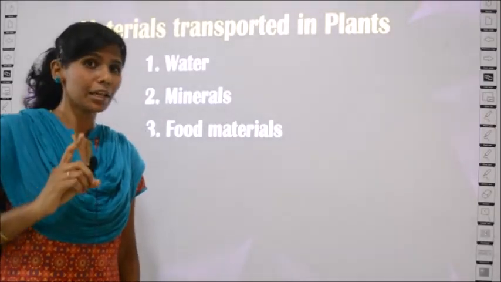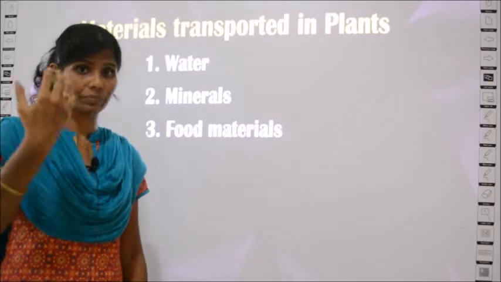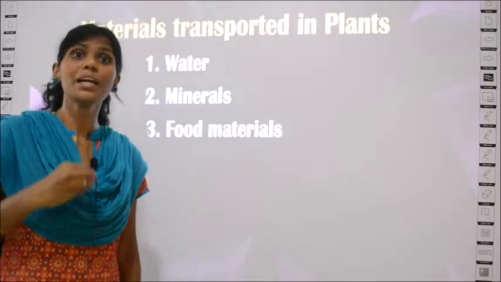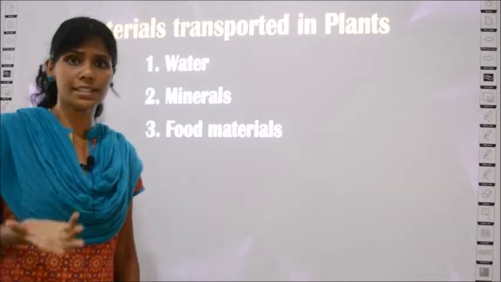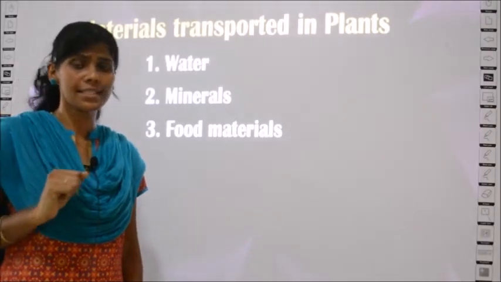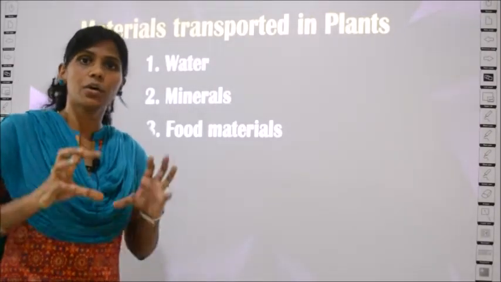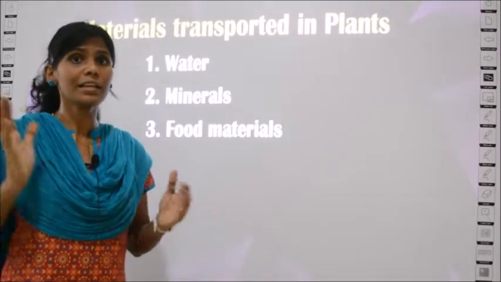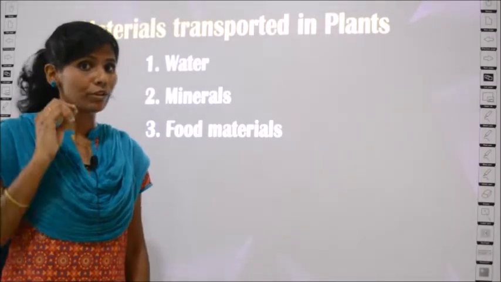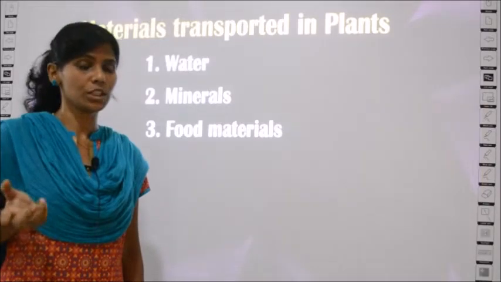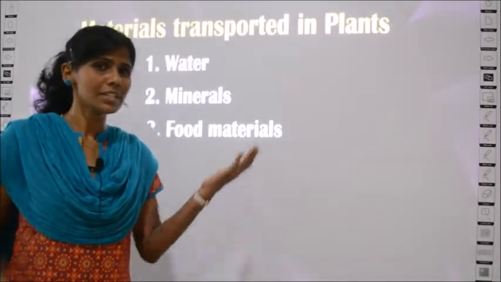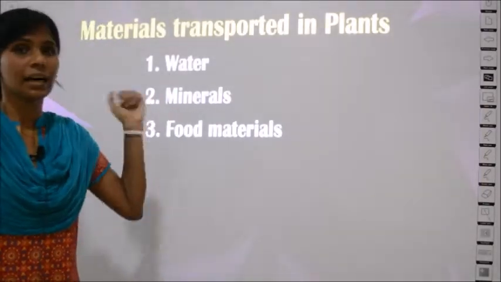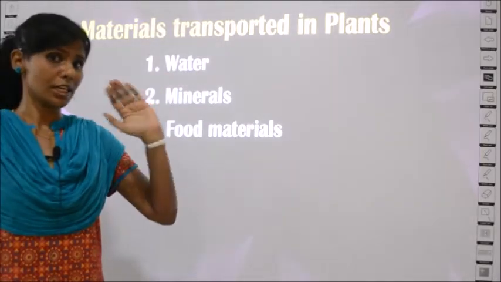So what did I tell you? Photosynthesis happens in leaves, but it is stored in the root or in the stem. For this, what is essential? Transportation. Only if it is moved to another place can it reach that place, right? So for this also transportation is essential. So what did we study until now? Plants undergo a process called transportation.